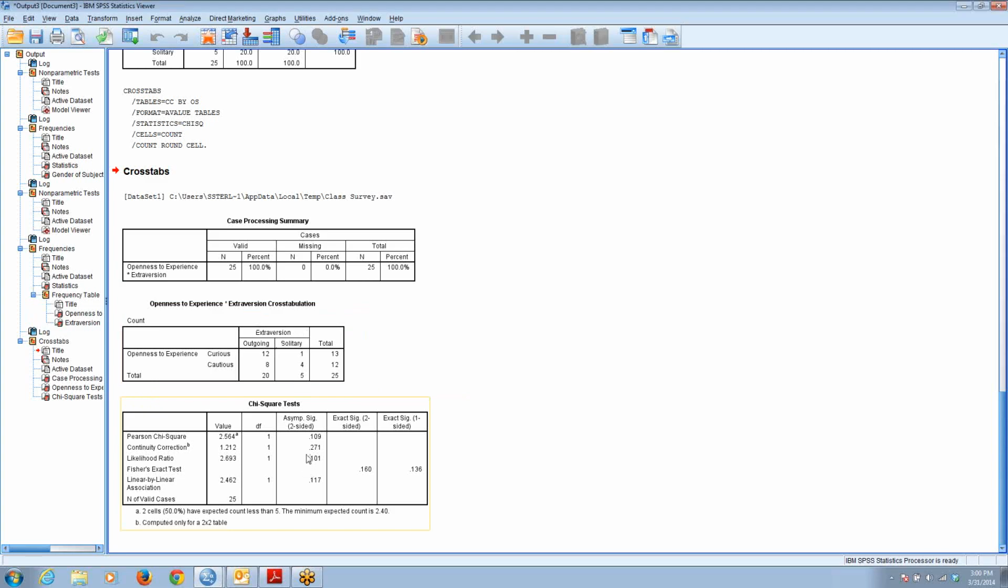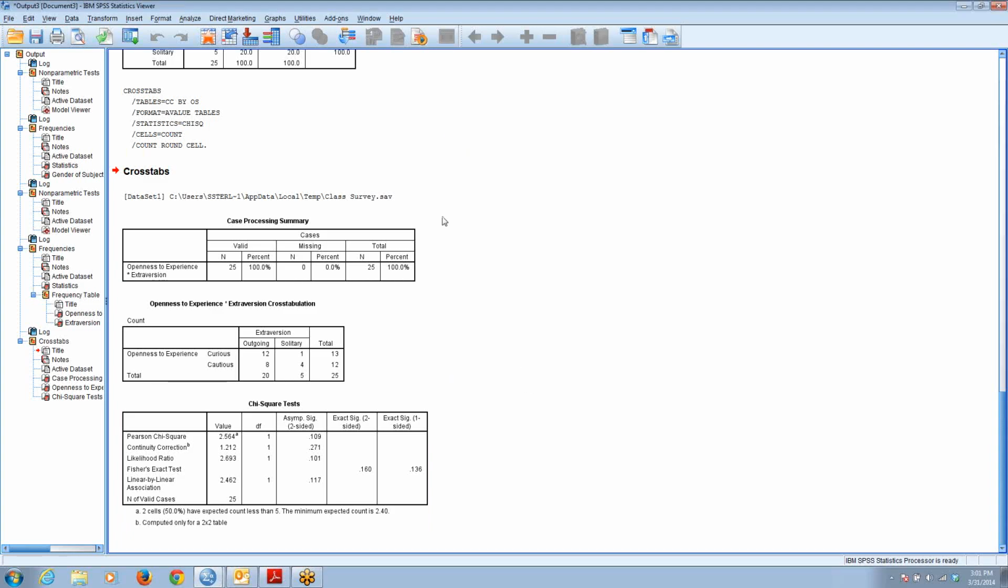Now, having said that, 0.109 is not that far off from 0.05. And so it looks like there might be a little bit of a trend there. And it kind of does make sense that people who are curious tend to be more outgoing, and people who are cautious tend to be more solitary, right? So you guys see how that relationship looks like it's starting to take place? If we had a bigger sample and more people in it, we might find there actually is a relationship there. I'd be surprised if there wasn't. Okay, now I hope I didn't confuse you too much.